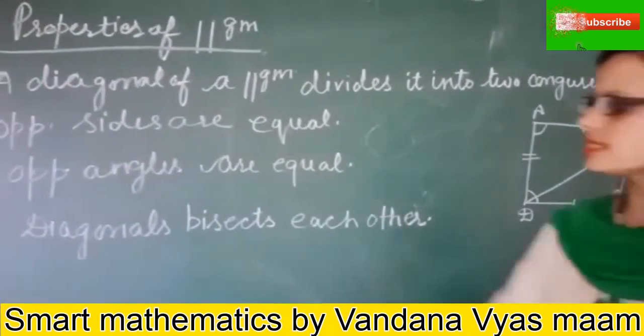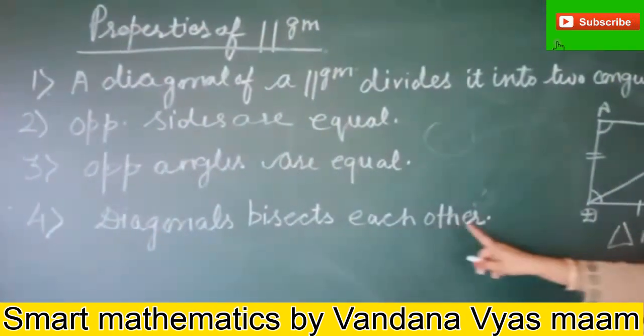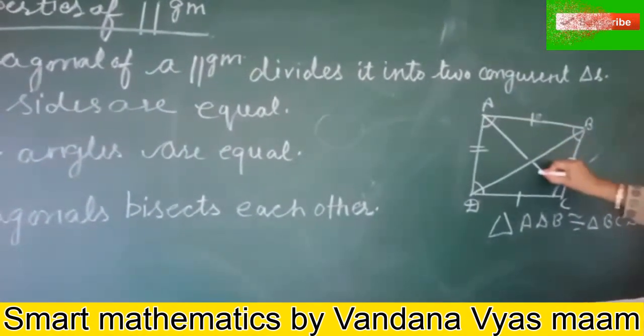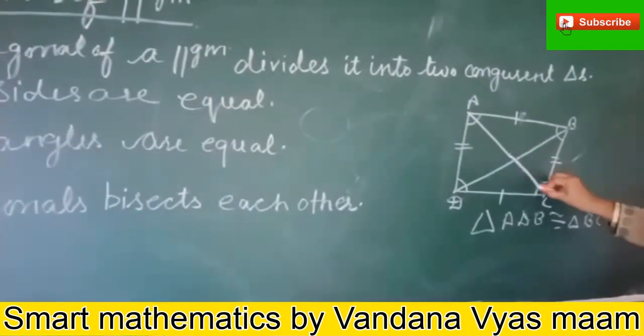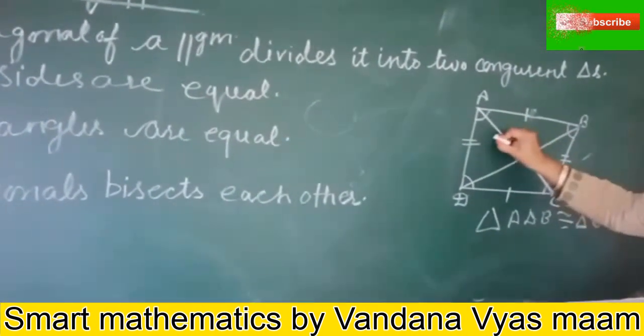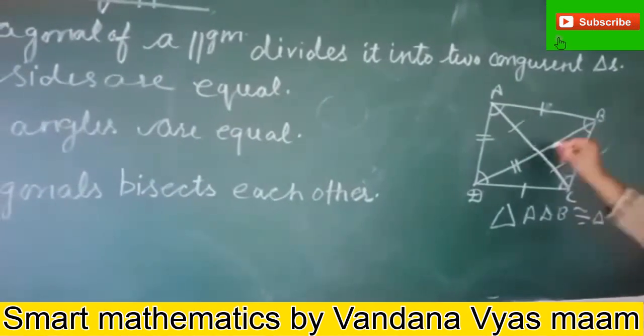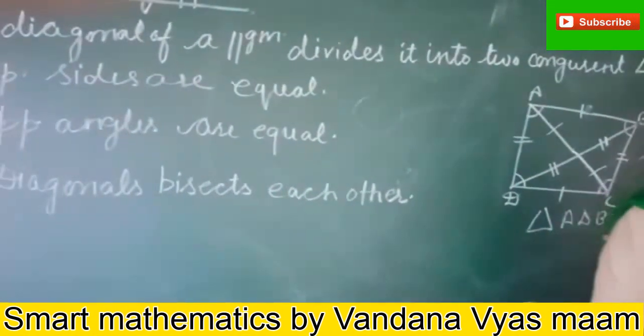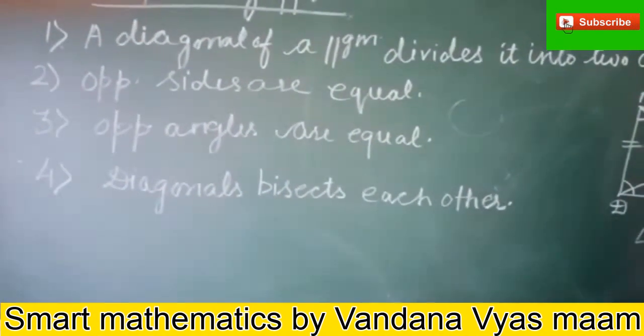And fourth property is diagonals bisect each other. The diagonals of parallelogram bisect each other. Means this is equal to this and this is equal to this. There are 4 properties of parallelogram.